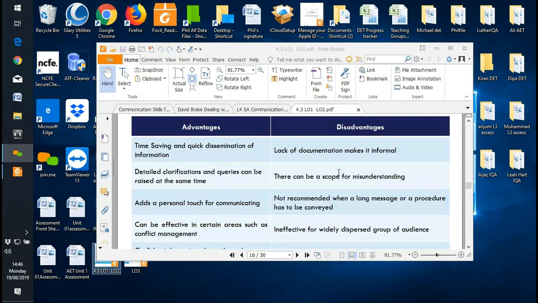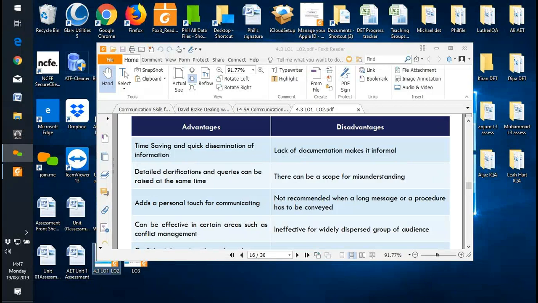Verbal communications without recorded backup are time-saving and allow quick dissemination, but they lack documentation, so it remains informal. Detailed clarifications and queries can be raised at the same time, but there can be some scope for misunderstanding. That can be rectified with further questions, of course, but initially that doesn't always happen.